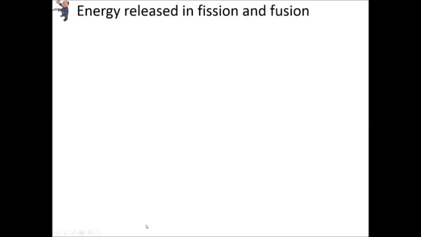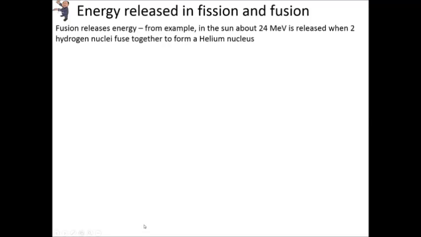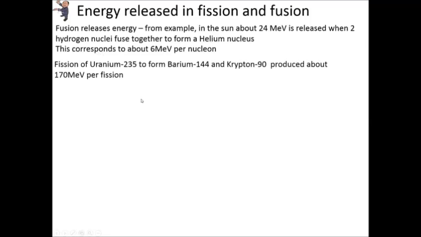Okay, let's just do a comparison of energy released in fission and fusion. Fusion releases energy, and in the example in the sun it was about 24 mega electron volts released when 2 hydrogen nuclei fuse, and this corresponds to about 6 mega electron volts per nucleon, so 24 for 2 hydrogen, so divide that by 4, because remember there's 2 nucleons in each hydrogen. Fission of uranium to barium and krypton produced about 170 mega electron volts per fission. So again, dividing this through, this is about 0.7 mega electron volts per nucleon.